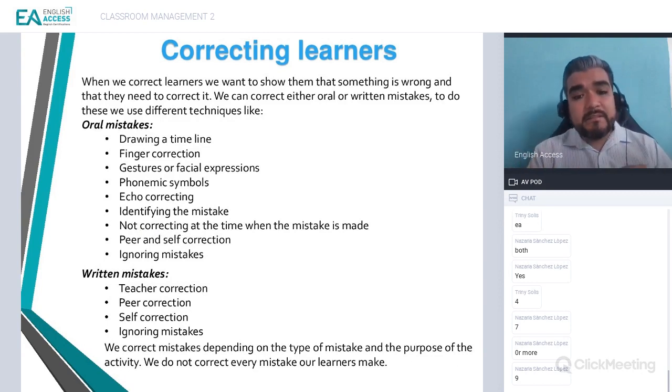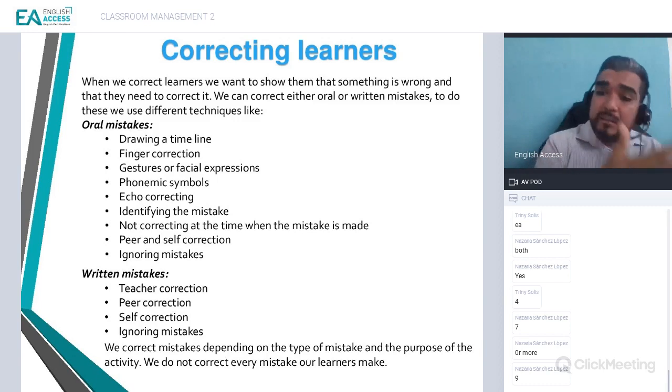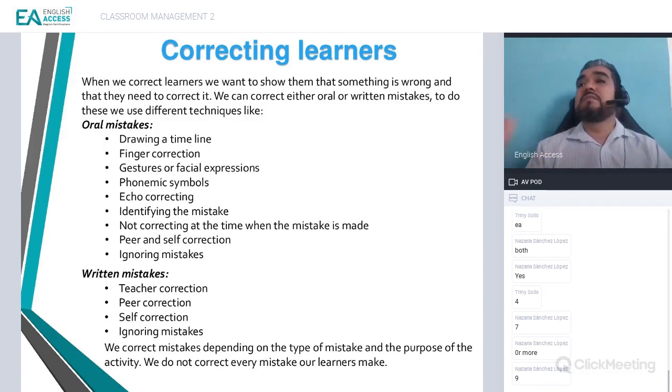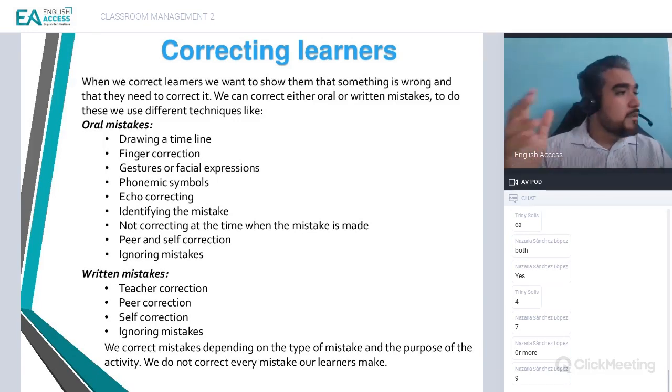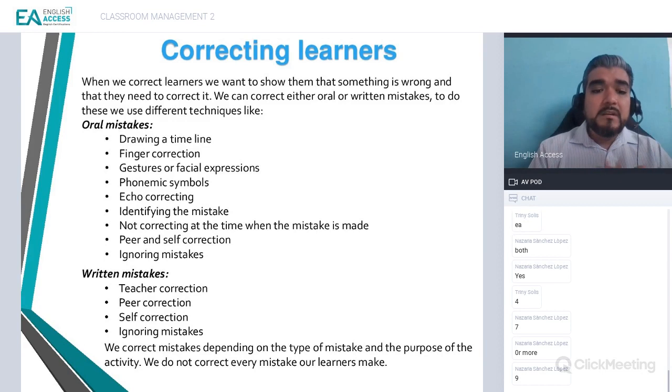Not correcting at the time the mistake is made. That is something we were talking about last class. Sometimes, especially when working on fluency, you skip the mistake. You just don't pay attention to it, and then later you tell the students the mistakes. You just monitor, make notes, and later point out the mistakes and make the students check them. Peer correction and self-correction are important too.